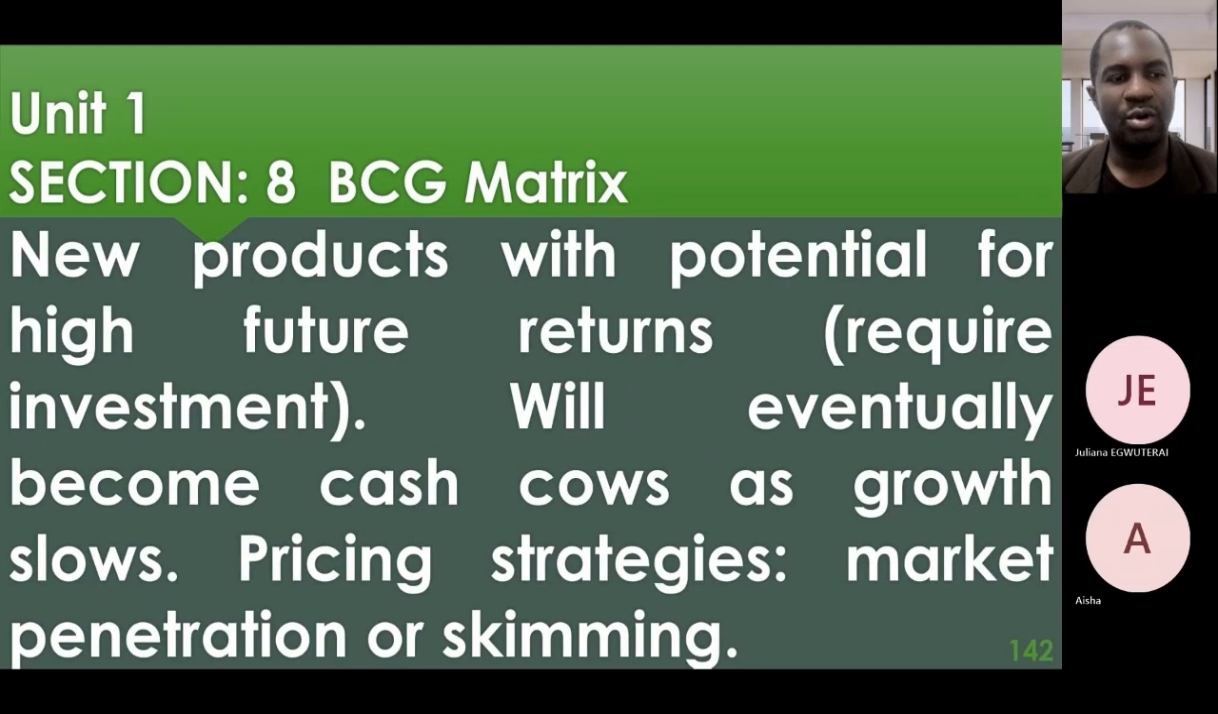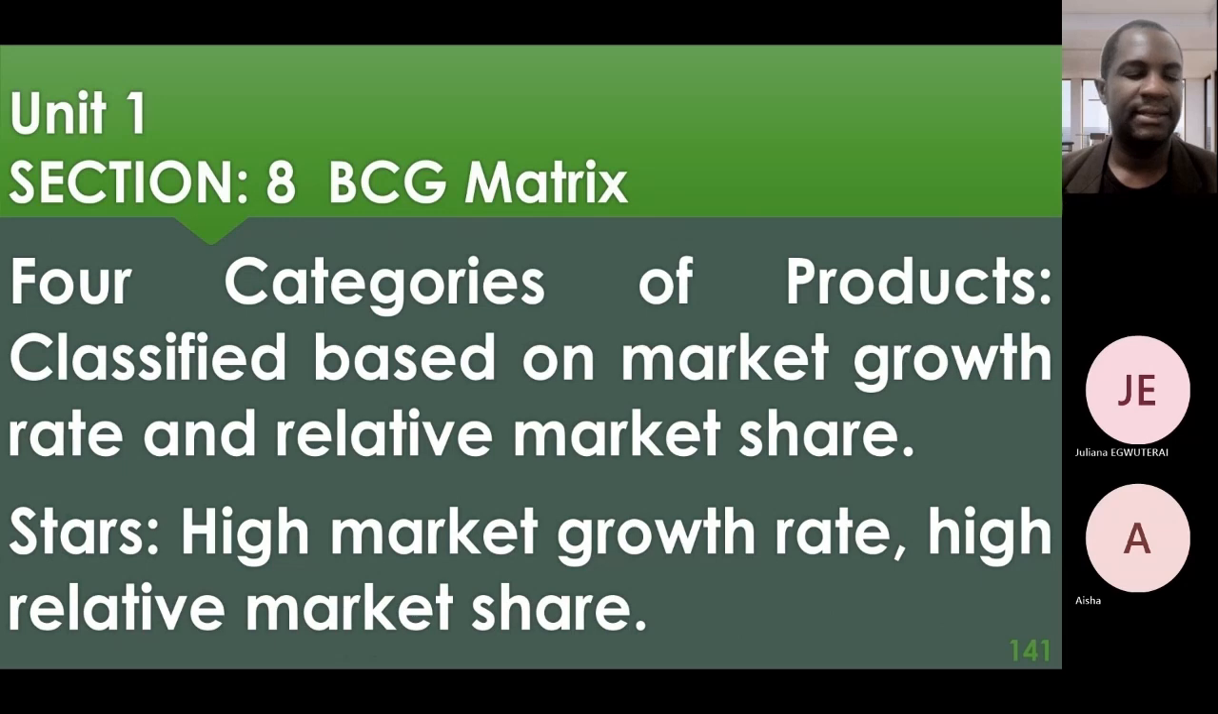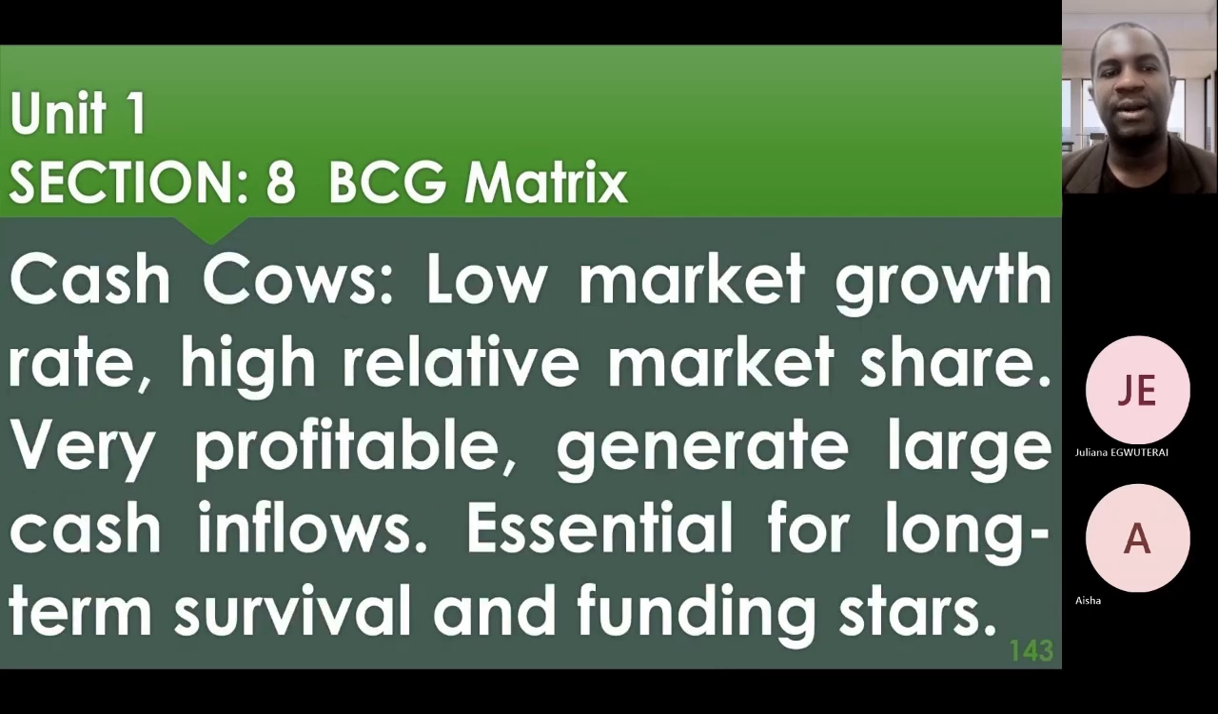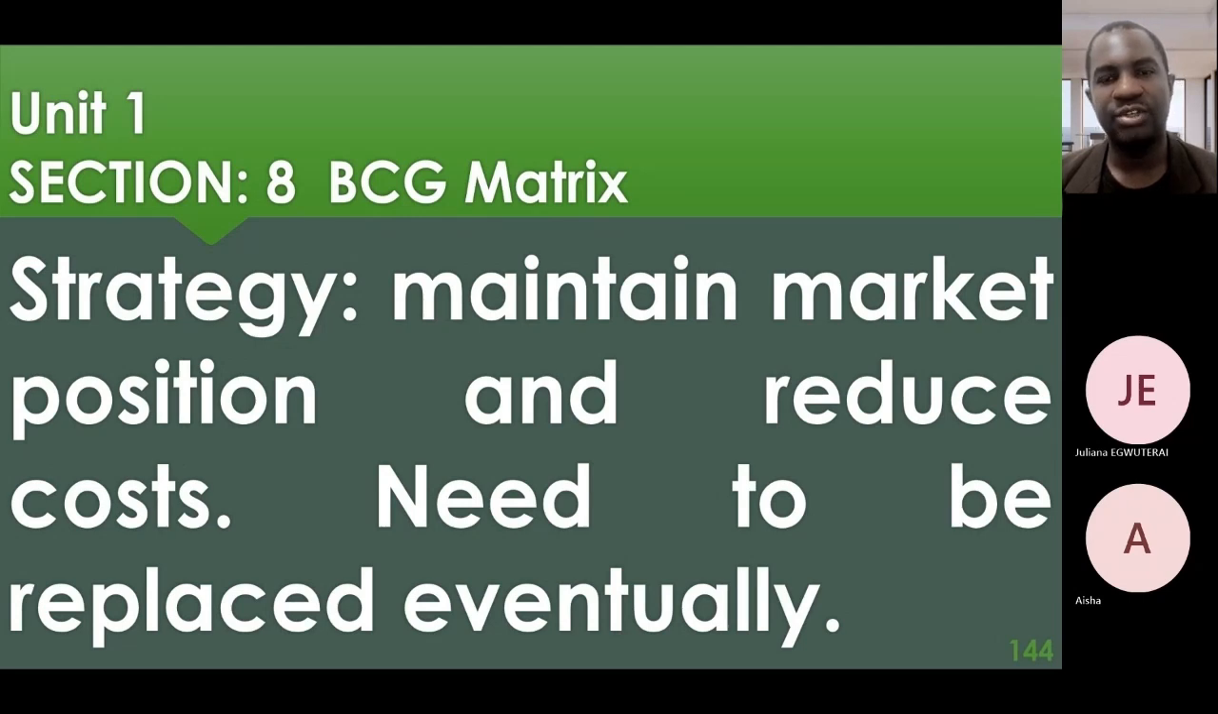So let's run back through what we just spoke to. We said stars have high market growth rate and high relative market share, and to ensure that they become cash cows, the decision is on pricing strategies like penetrating the market with a good price and skimming the market. Then cash cows may have a low growth rate, but relatively high market share and are very profitable. And we spoke to Coke as an example of a cash cow, and to Fanta and Sprite as stars. Then the strategy to maintain a cash cow is to maintain that position and also rebrand it and think of a futuristic plan to replace it.